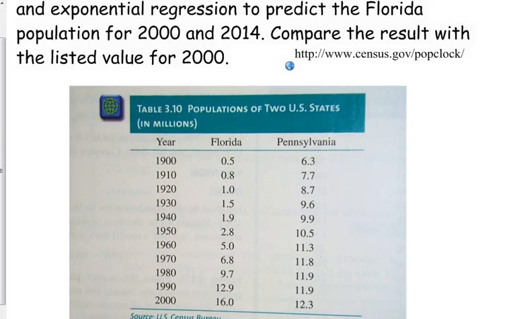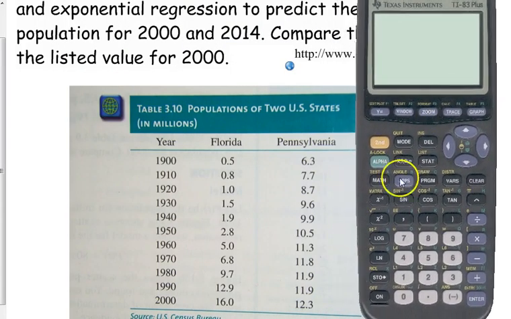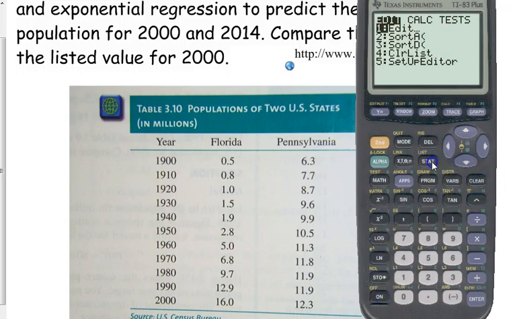Okay, so first of all, you've kind of done this before with linear regression when you have linear data, but population growth is very rarely linear. Usually it is exponential. So, if you don't remember how to do this, you need to go to Stat, and the very first option, Edit.